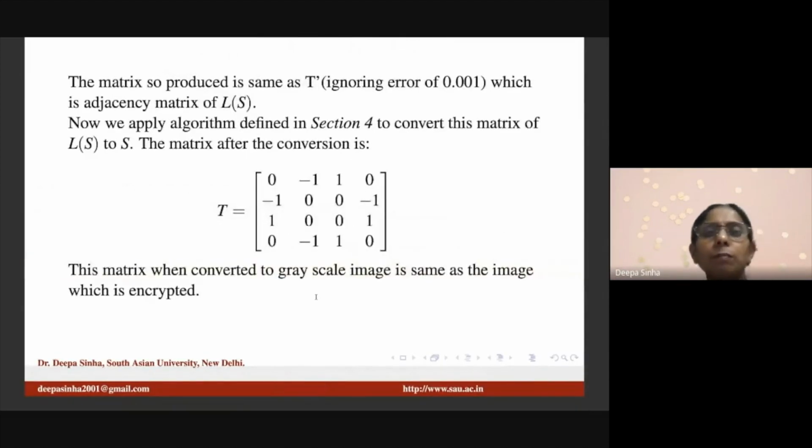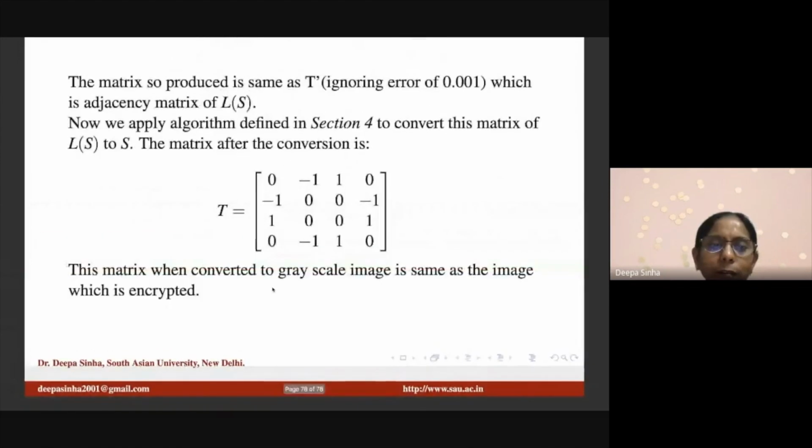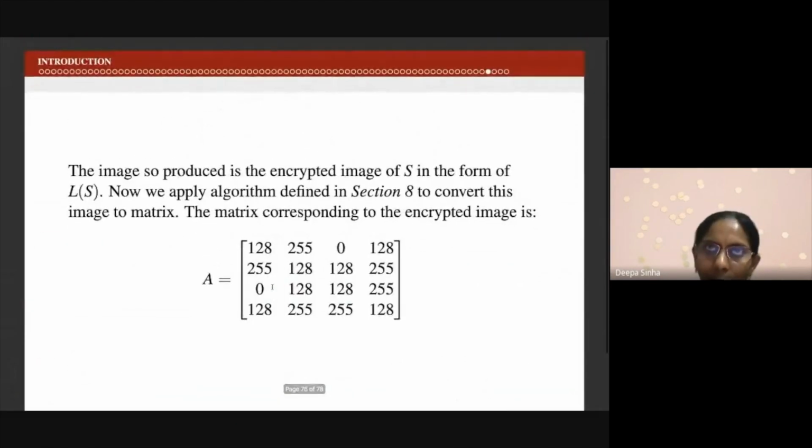The matrix so produced is the same as the matrix of the sign graph S. So this is how it works. I have shown it with the simplest example. One can use this not only for LS, but to transform into a tedious network, a network which is not easy to crack, and then you can send the information.